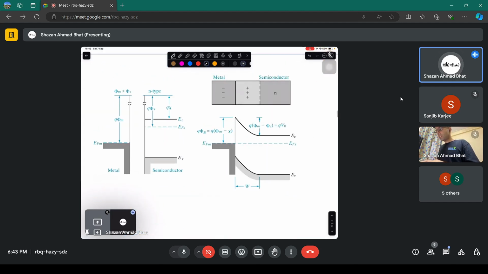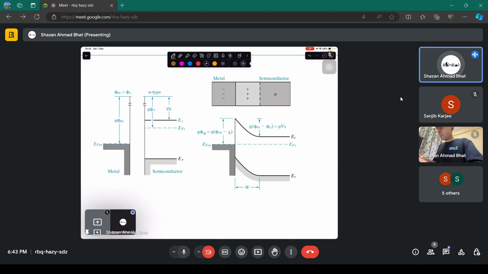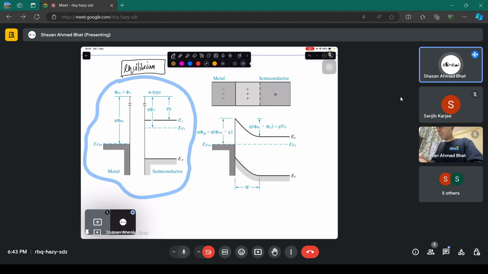All right, so this is the particular scenario. Now, this particular scenario is in equilibrium condition. When the metal and semiconductor are just in contact with each other. Or rather, that's my mistake. This is when both are separated.